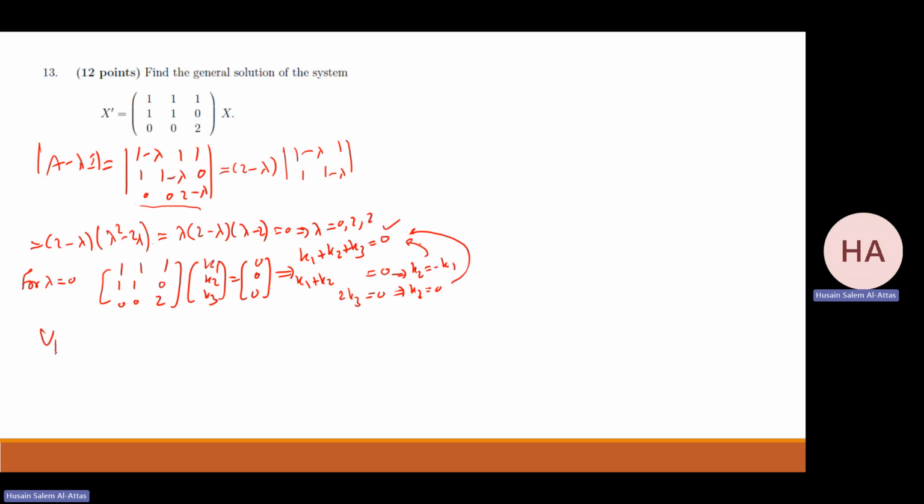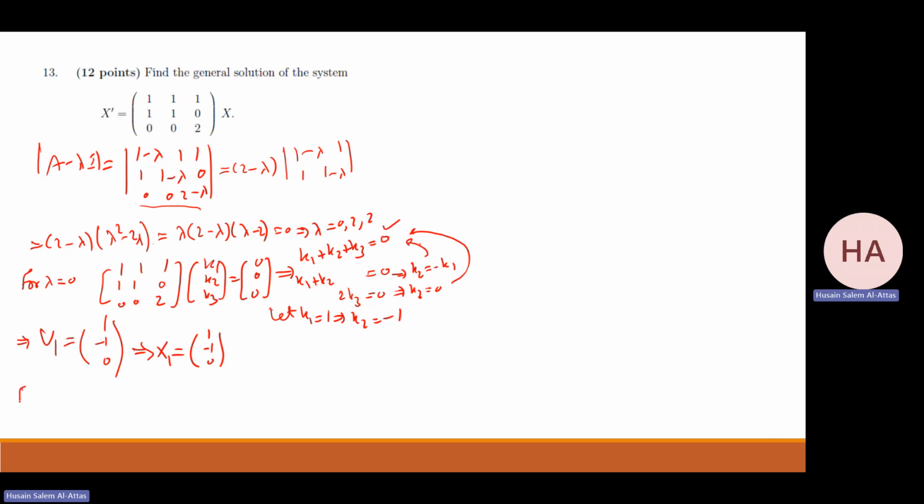So I have V1 will be, I let K1 equal 1. So I get K2 equal minus 1. That will be 1, minus 1, 0. That will be my V1. Okay, so my first solution will be 1, minus 1, 0 times e to the power 0t, which is 1.